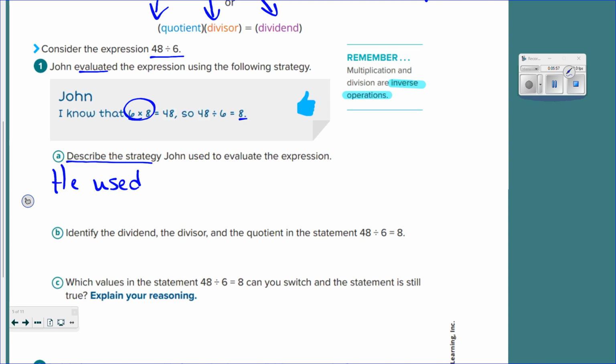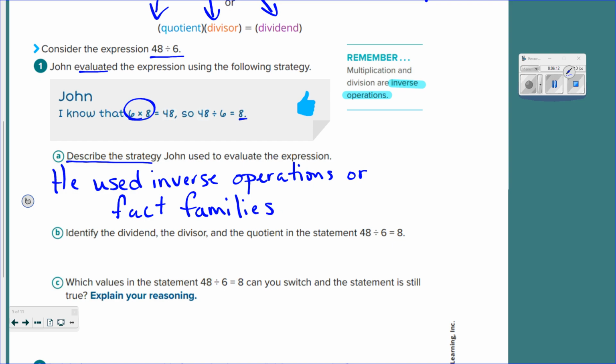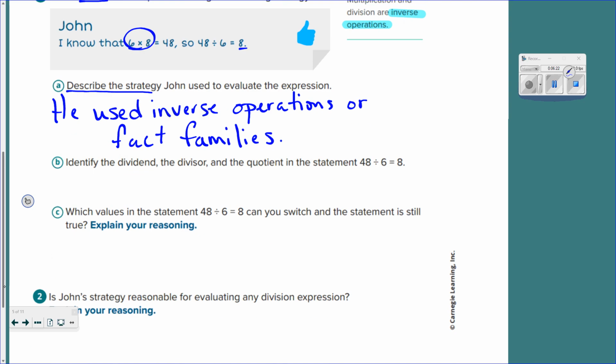I do like the fact Max brought up, he basically used inverse operation, or fact family. You can say it either way. You basically use the inverse operation, but by understanding 6 times 8 is 48, we knew that there are 8 groups of 6 in 48.